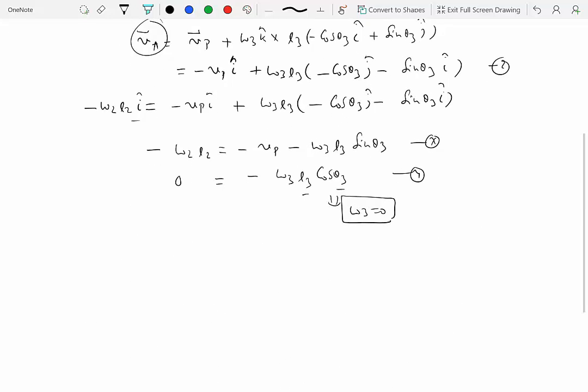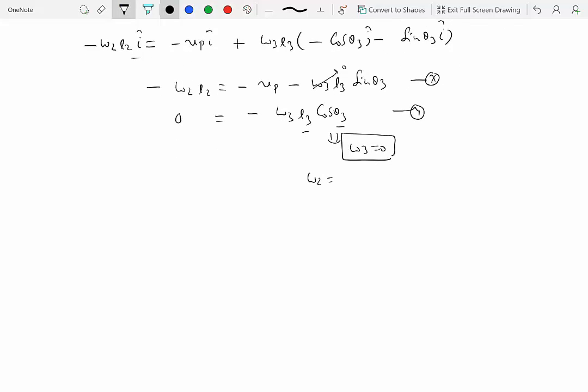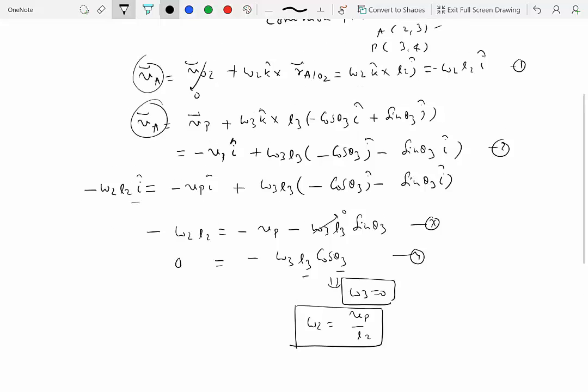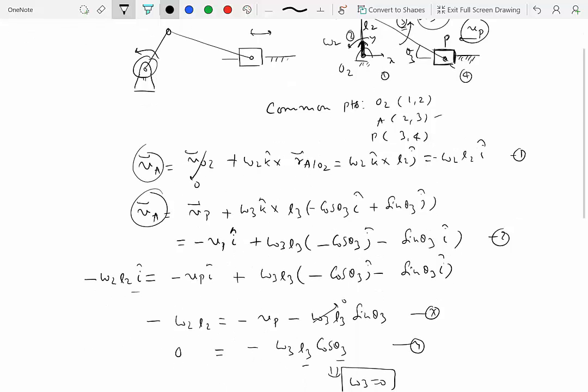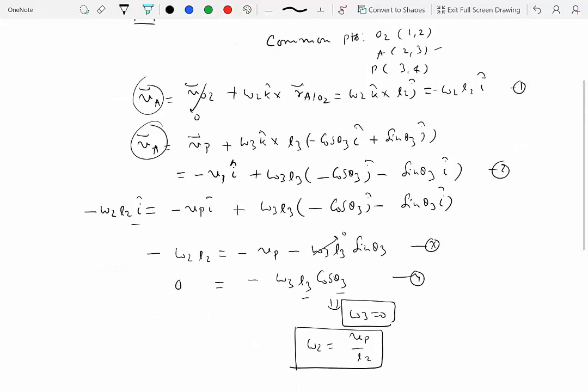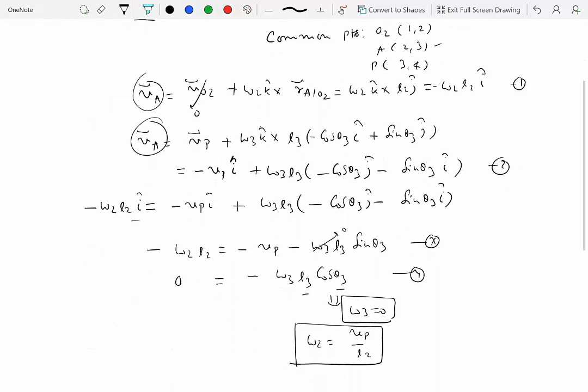Okay, all right. So omega 3 is 0, which means we substitute that here. This becomes 0, and that gives us omega 2 equal to Vp over L2. Okay, so this kind of makes sense actually. What happens in this case is when O2A is vertical, the piston P is actually at its extreme left, which means that momentarily PA stops rotating. Now at the next instant it will begin to rotate, but at this particular instant it has to stop rotating. All right. Okay, so that's the basic analysis for the velocity, right?